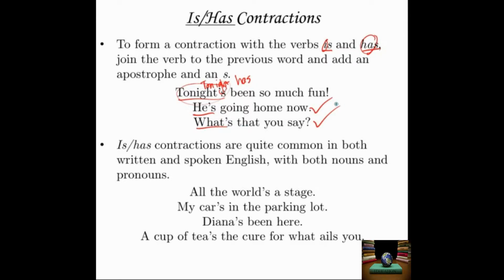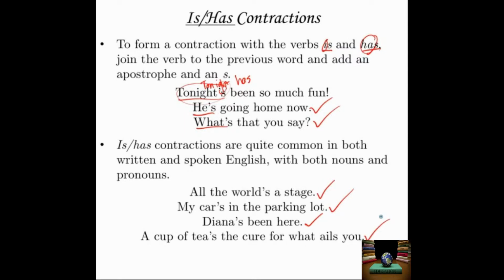Now, is-has contractions are quite common in both written and spoken English with both nouns and pronouns. They're pretty much the Wild West. You can do whatever you want. So all the world's a stage, my car's in the parking lot, Diana's been here, or a cup of tea's the cure for what ails you.